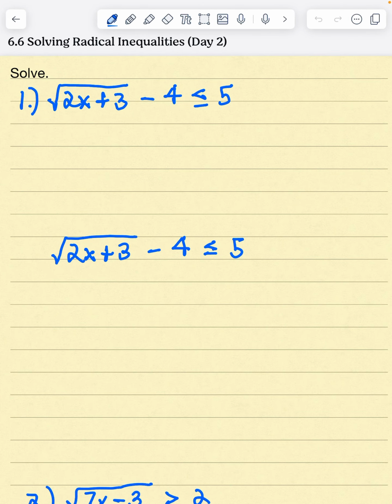This is lesson 6.6, Solving Radical Inequalities, day 2.